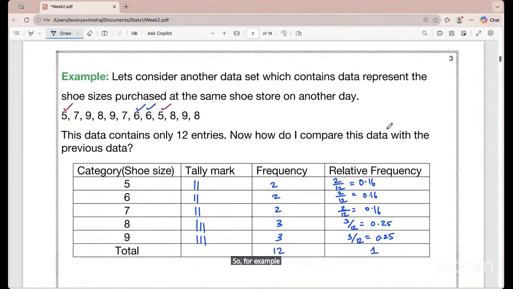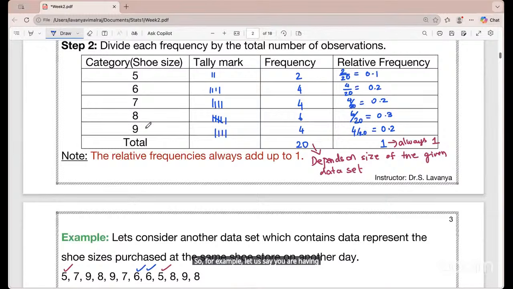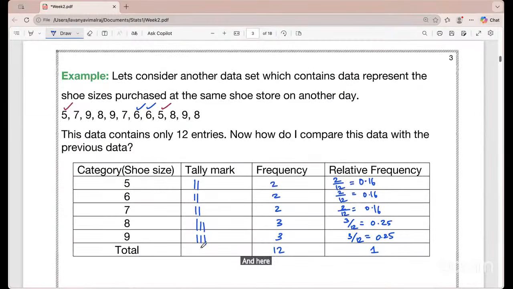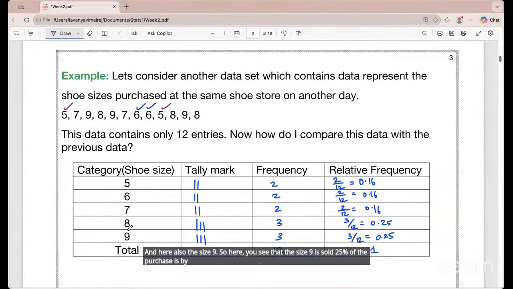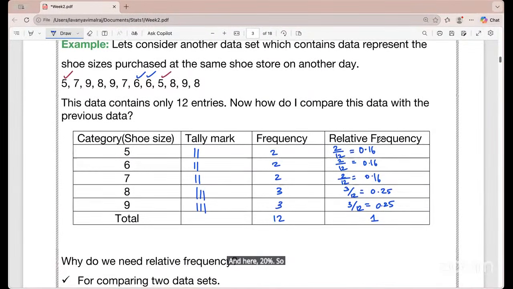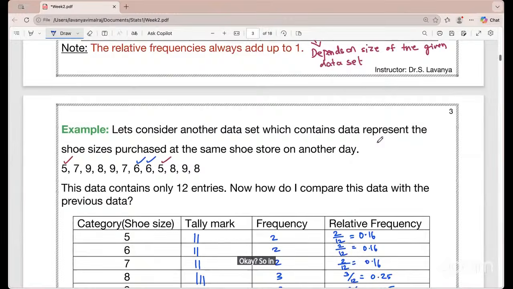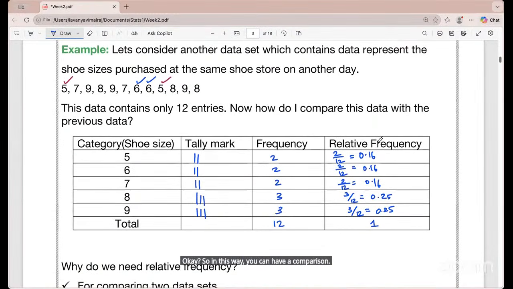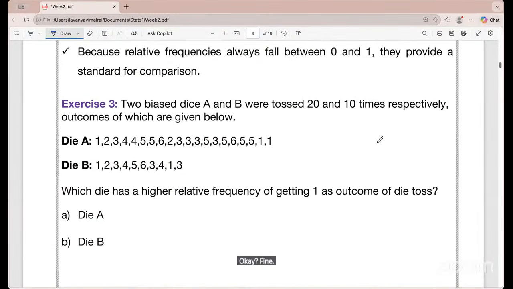So for example, let us say you have the size 9 here, and here also the size 9. Here you see that 25% of the purchases are size 9, and here 20%. So more or less they are the same, right? In this way you can have a comparison.